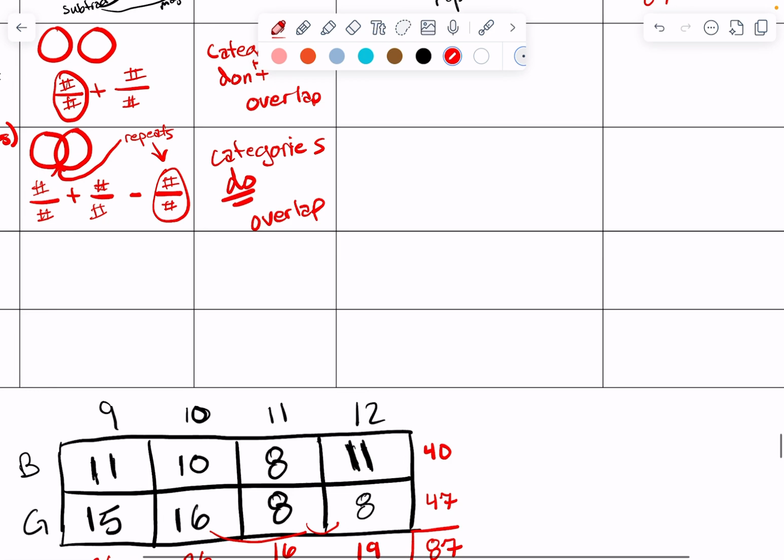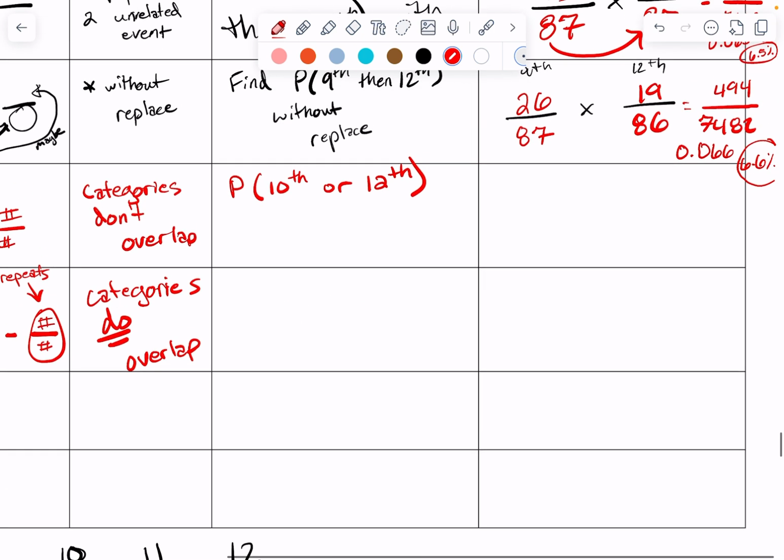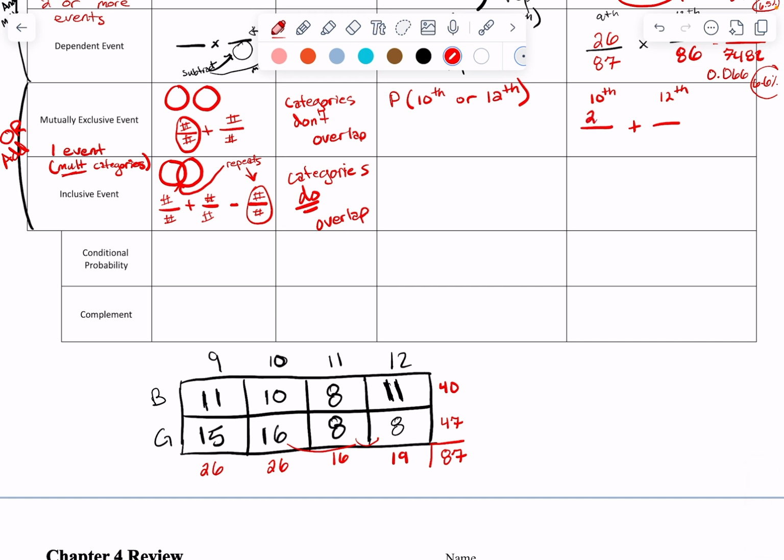So categories don't overlap. So I want to find the probability of choosing one student and getting a 10th grader or a 12th grader. Okay, 10th or 12th. All right, so 10th and 12th have nothing to do with each other, right? Like you can't be a 10th grader and a 12th grader at the same time. So I'm only selecting one student. That means I'm adding. The chances of getting a 10th grader is 26 out of 87. The chances of getting a 12th grader is 19 out of 87.